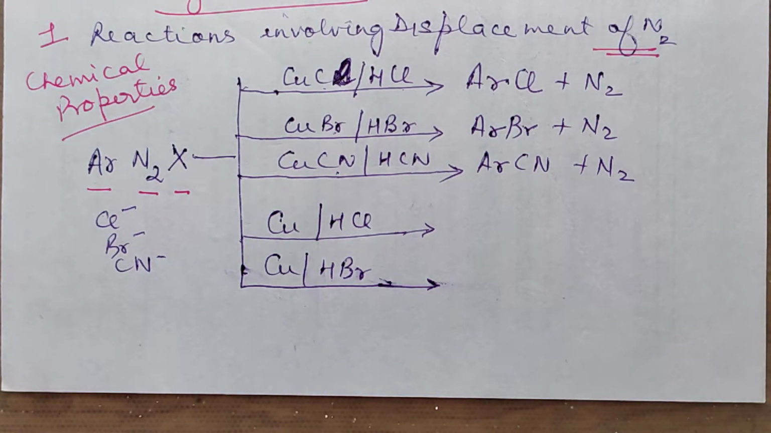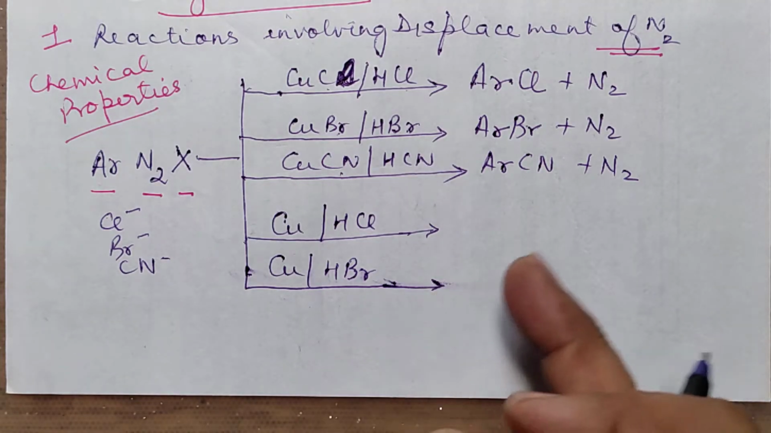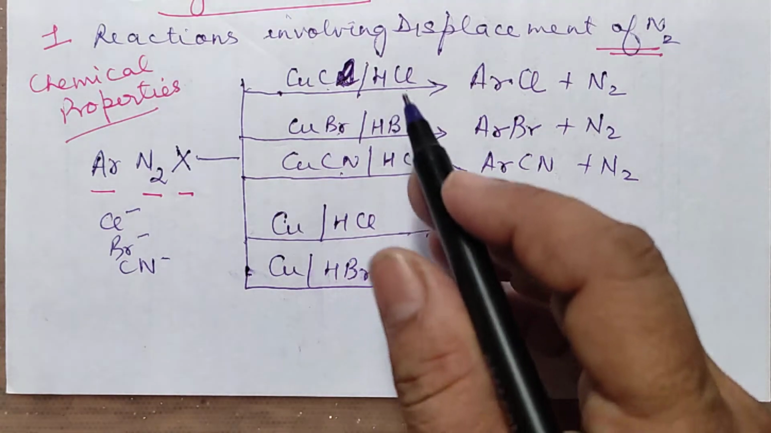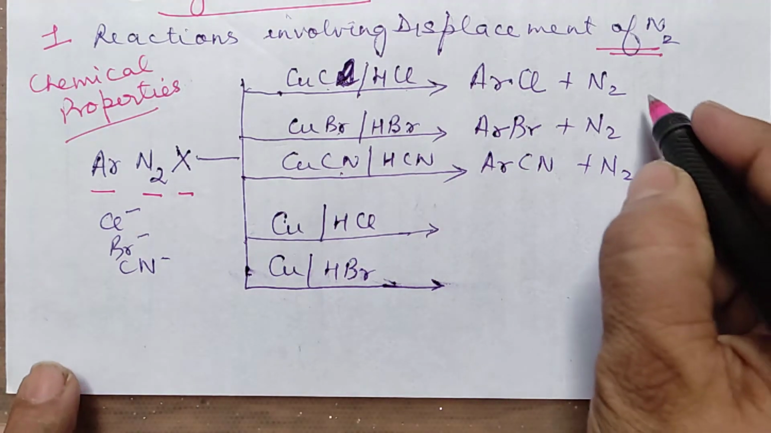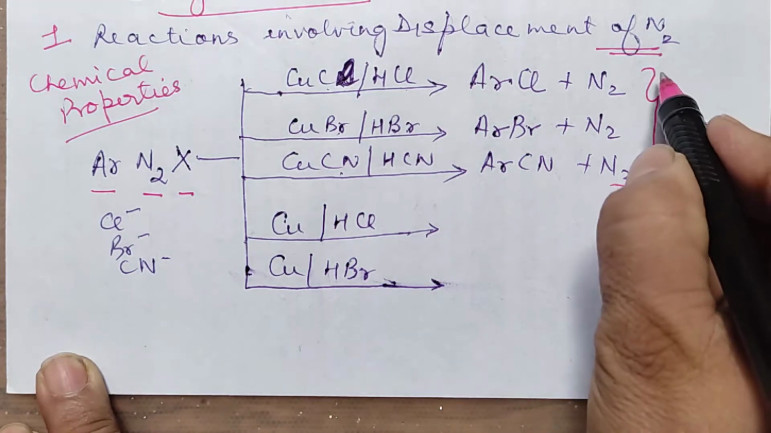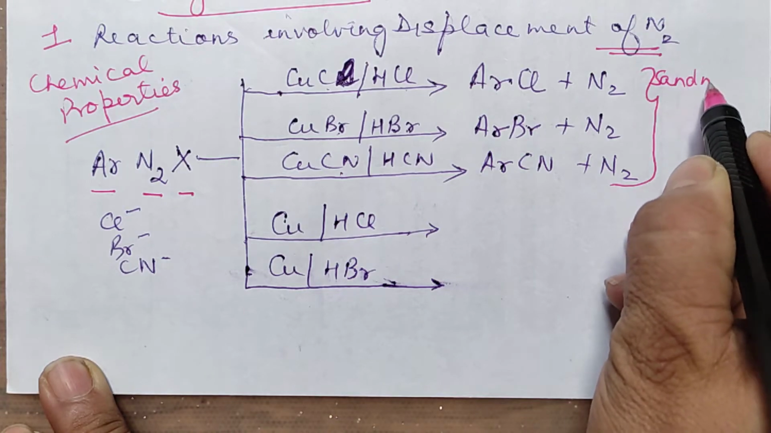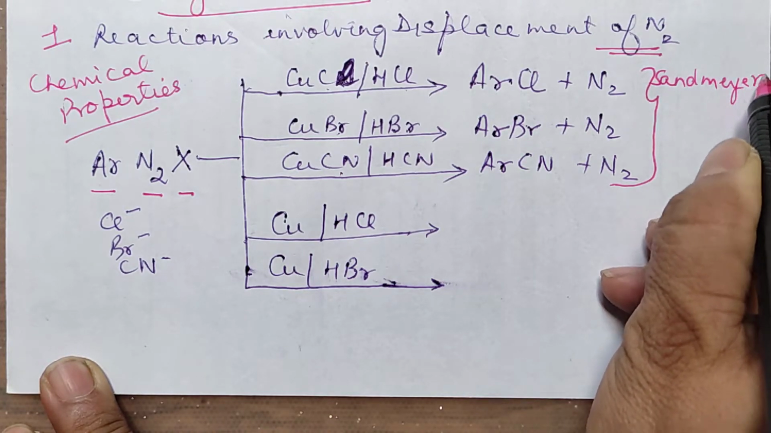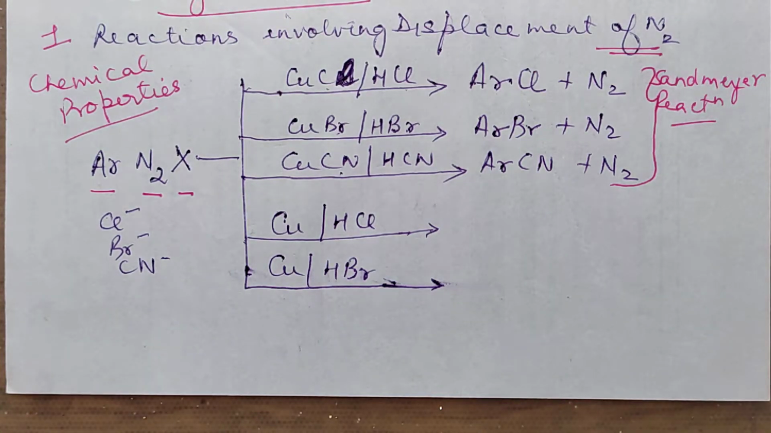Now in case you are asked to convert the diazonium salt into, say, chlorobenzene, bromobenzene, and with cyanide, cyanobenzene, it's very easy. You can carry out this reaction. The first set which I have written here is an important name reaction. The name of this reaction is Sandmeyer's reaction. It's a very important conversion. It can also be asked as a name reaction.